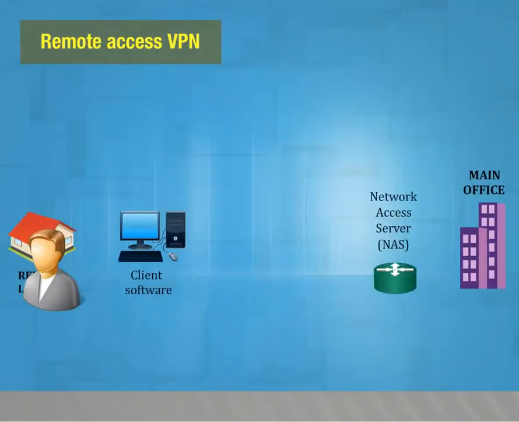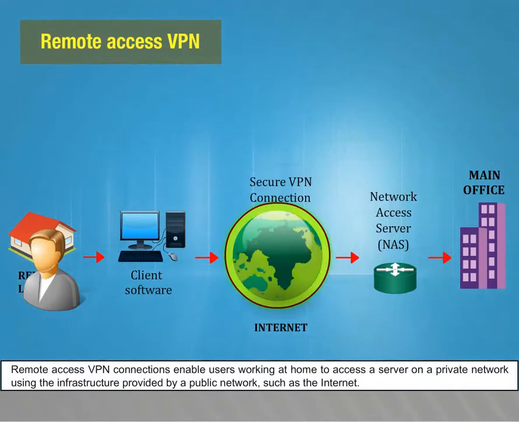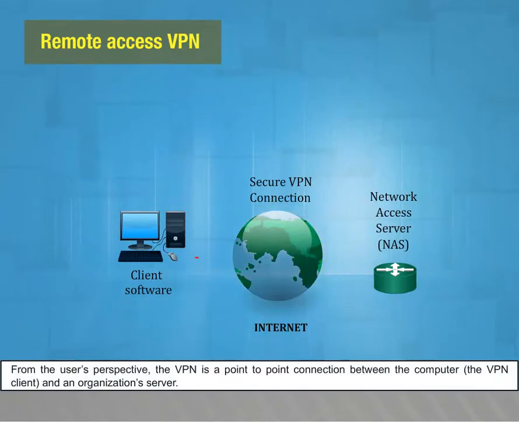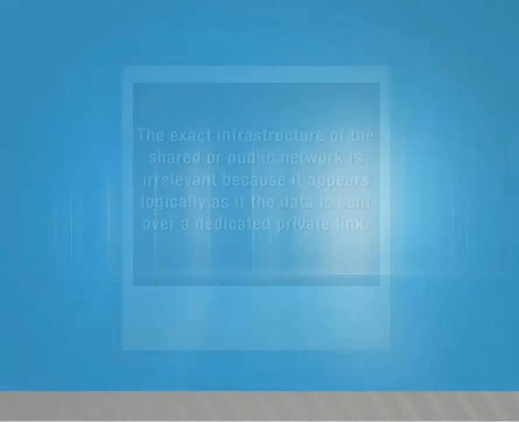Remote access VPN. Remote access VPN connections enable users working at home to access a server on a private network using the infrastructure provided by a public network such as the Internet. From the user's perspective, the VPN is a point-to-point connection between the computer, that is the VPN client, and an organization's server. The exact infrastructure of the shared or public network is irrelevant because it appears logically as if the data is sent over a dedicated private link.